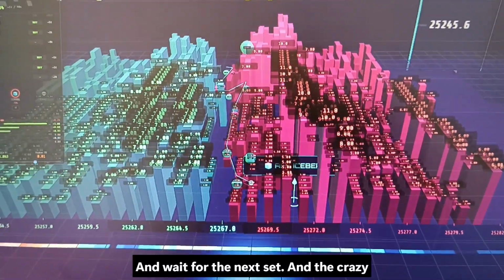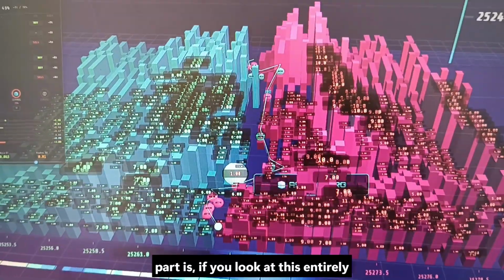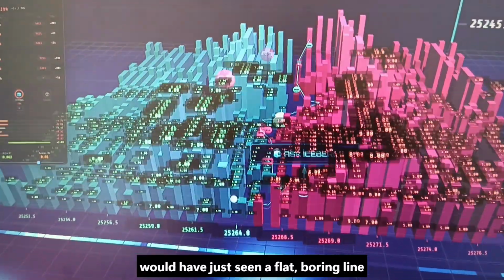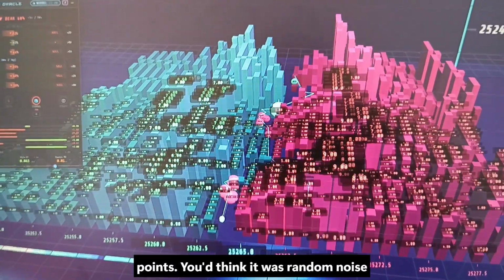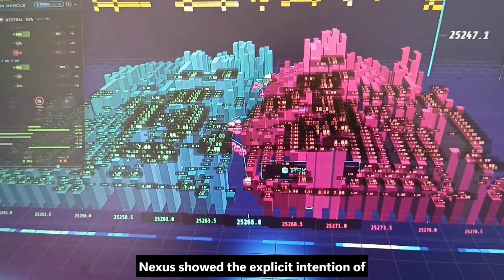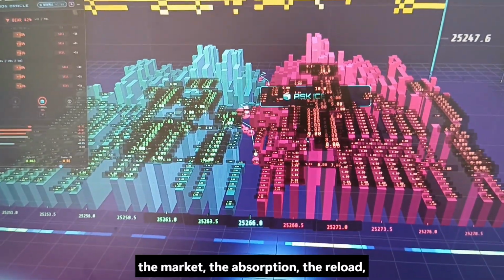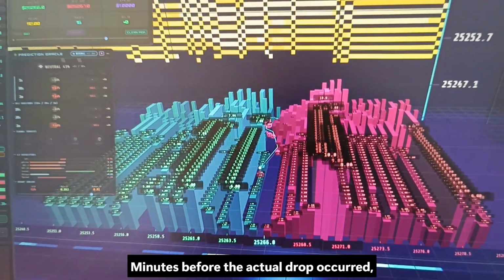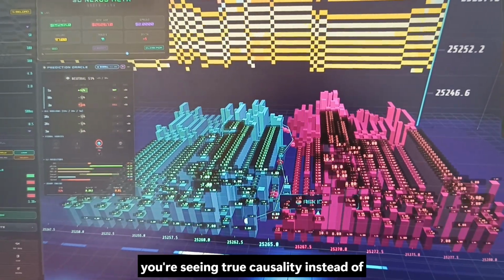And the crazy part is, if you look at this entirely through a normal candlestick chart, you would have just seen a flat, boring line that suddenly and inexplicably dropped 20 points. You'd think it was random noise. Or a sudden news headline. But the 3D Nexus showed the explicit intention of the market, the absorption, the reload, the psychological trapping of the buyers, minutes before the actual drop occurred. You're seeing true causality instead of just correlation.